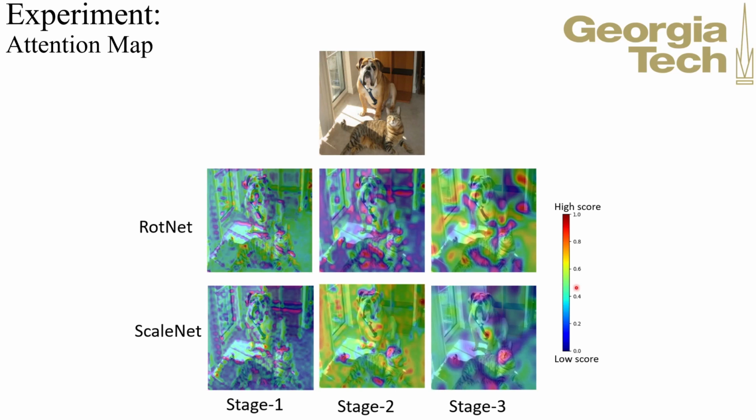When the model goes deeper, the ScaleNet model focuses on more specific objects, while the areas of interest in RotNet are distributed uniformly. Based on the attention map in stage 3, ScaleNet already focuses on the head of the cat and the dog collar, while the RotNet model is trying to understand the shape of the animal. The visualization results imply that ScaleNet focuses more on edge information and specific semantic features, which effectively improves the image classification task.